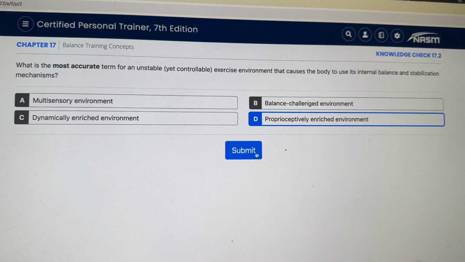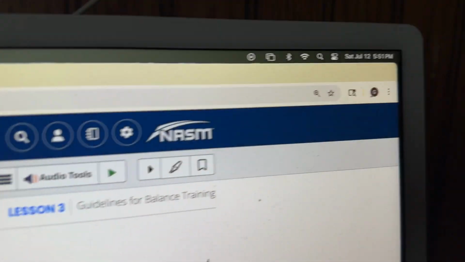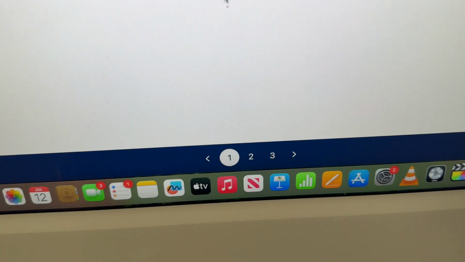Proprioceptively enriched environment. All right, chapter 17, lesson 3. 5:51, only 4 pages. Should knock it out within the next 30 minutes. So I'll see you guys at hopefully 6:30. So I'll see you guys in a bit. All right, guys, chapter 17, lesson 3 is done. 6:20 right now.